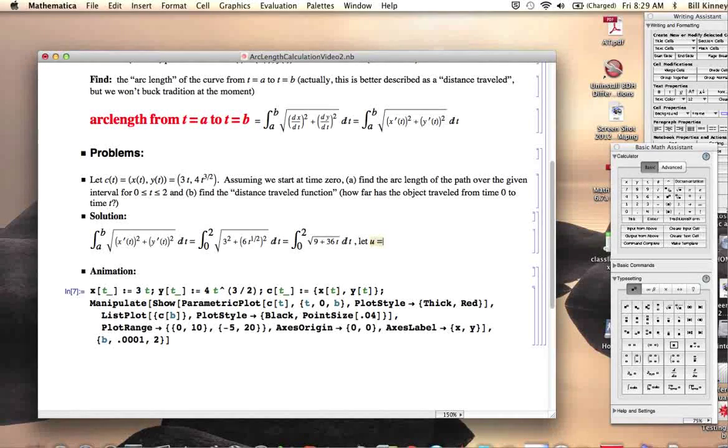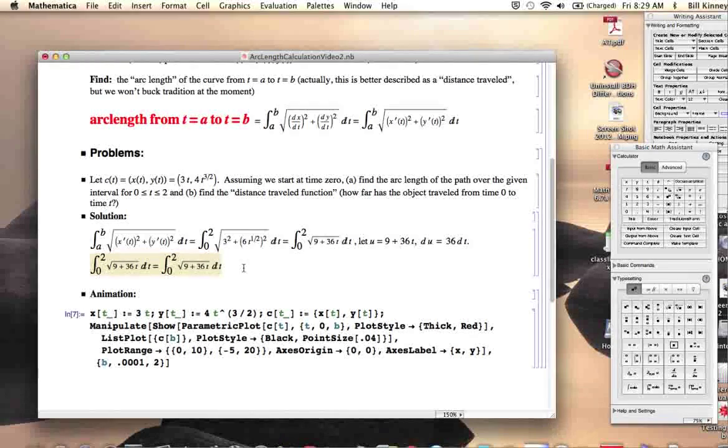Let u equal 9 plus 36t, so that du will equal 36 dt. I'm not going to find the antiderivative first and then plug in the limits of integration next. I'm just going to change this definite integral into another definite integral involving u, and I'm never going to go back to t again. So I have to change the limits of integration.